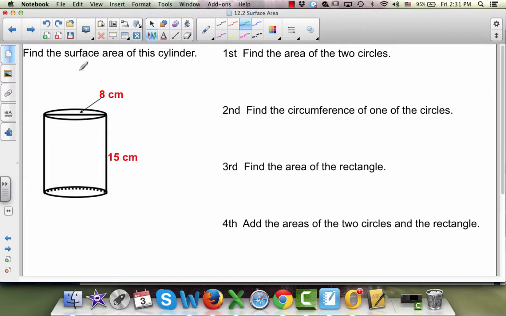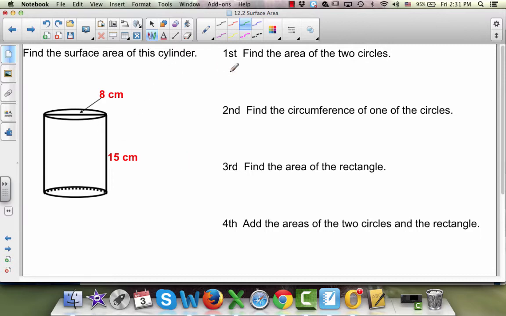Alright, so now let's review. To find the surface area of the cylinder, the first thing you do is find the area of the two circles. Let's do that, okay? Find the surface area of the two circles. Pause the video, find the surface area of the two circles, and then get back with me.